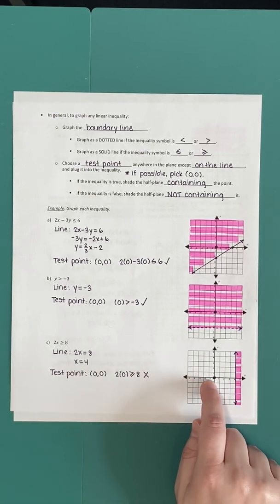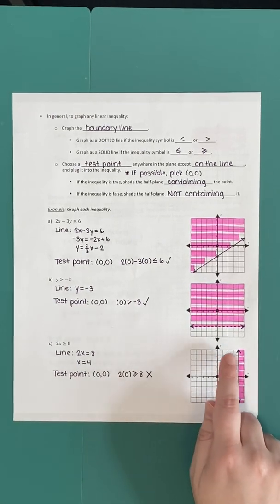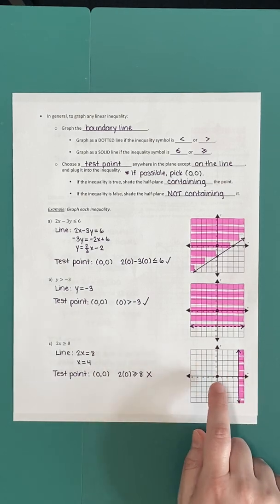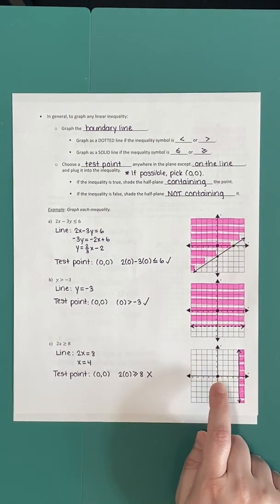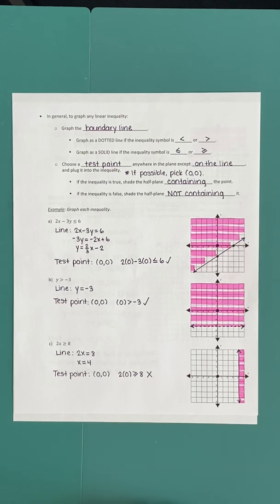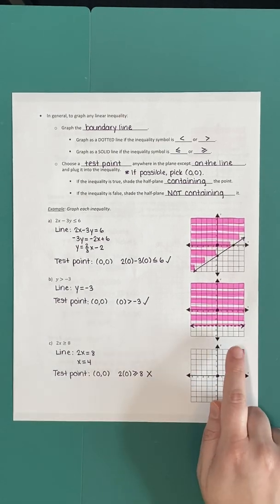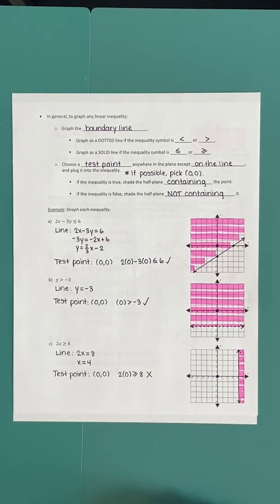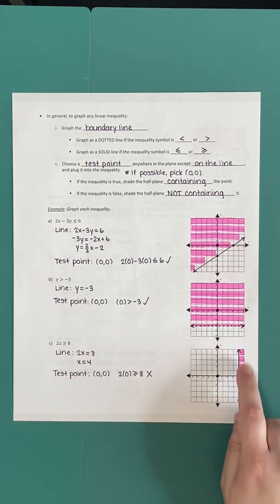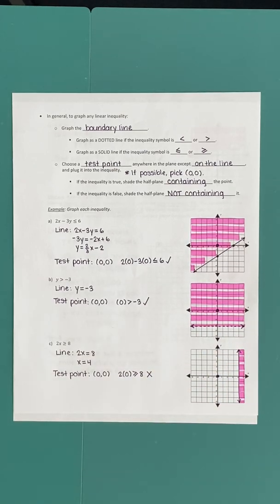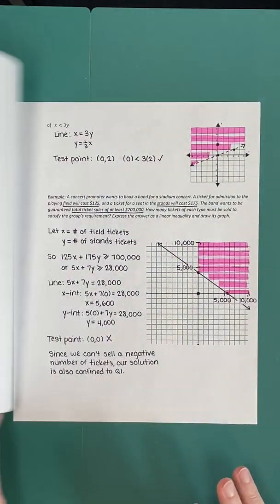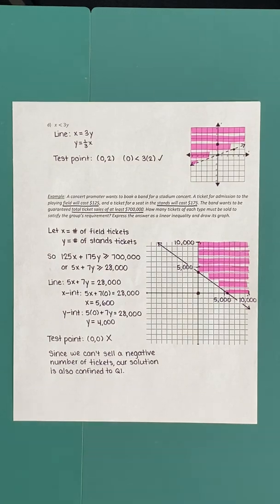0, 0 is not part of my solution. So the side of the coordinate plane that contained this test point is not the side we want to shade. We want to shade the side of our boundary line that does not contain this point, because this point gave us something that was algebraically false. So that means we're going to shade the right-hand side of the coordinate plane, everything that's to the right of our boundary line. Okay, let's look at another example, and then we'll look at an application.